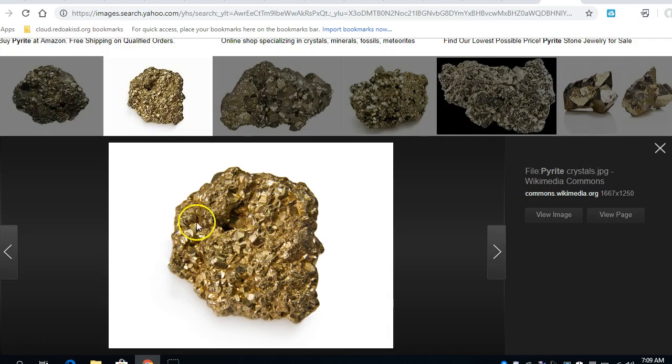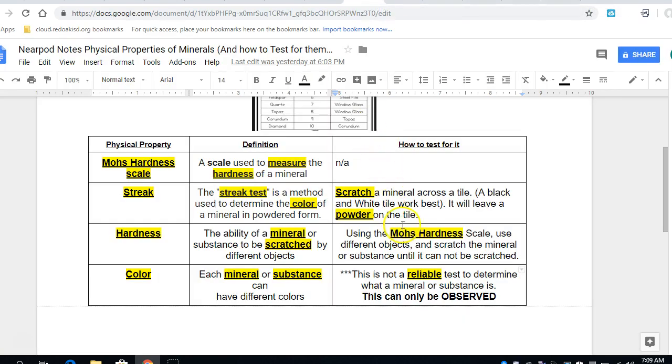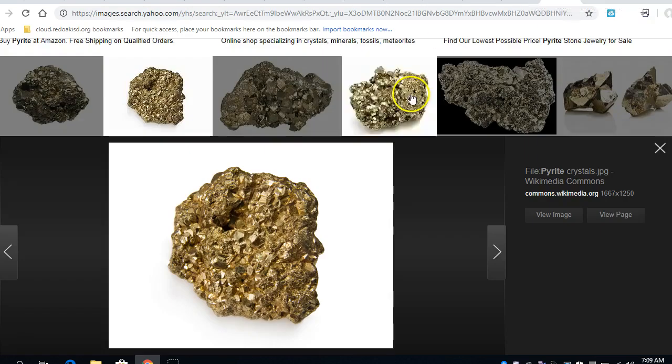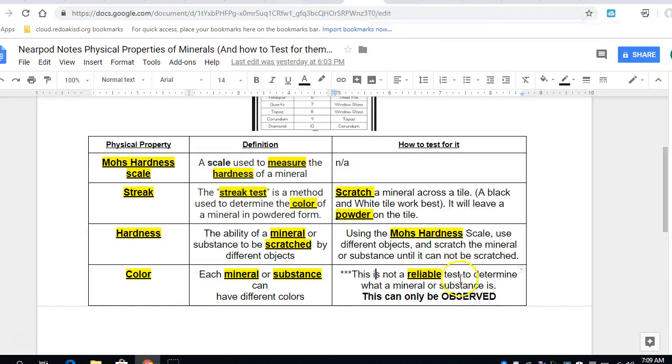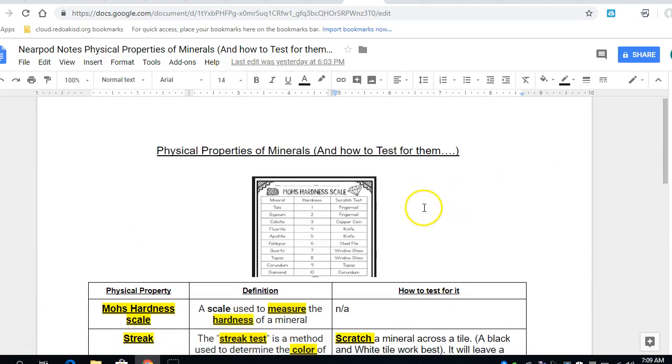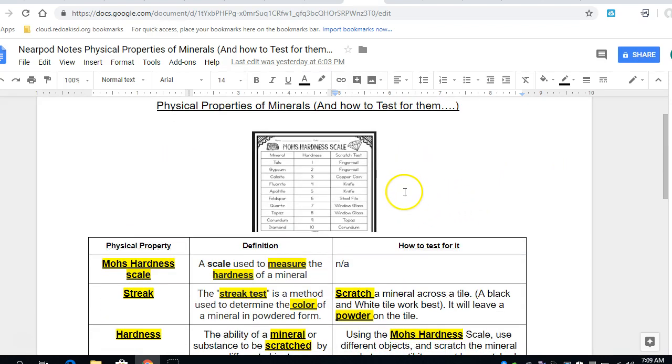It's not gold. And if you scratch this stuff against a tile, you would see that underneath this gold-looking surface it is actually gray and dull. So that's why color is not a reliable test. Color can only be observed. Okay, that's the end of your physical properties of minerals notes and how to test for them.